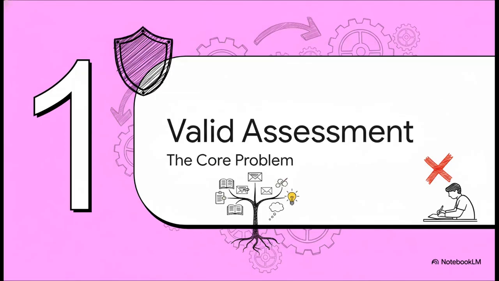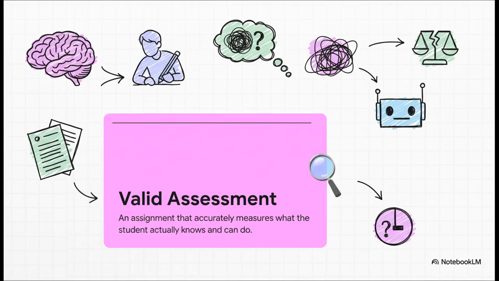So you can see this is about way more than just trying to catch cheaters with some buggy software. The real issue here, it goes so much deeper. It really gets to the core of what we do as educators. What we're really talking about is protecting the whole idea of a valid assessment. And what do we mean by valid assessment? Well, it's pretty simple, really. It's just the idea that an assignment should be able to tell you what a student actually knows and what they can actually do. But think about it.